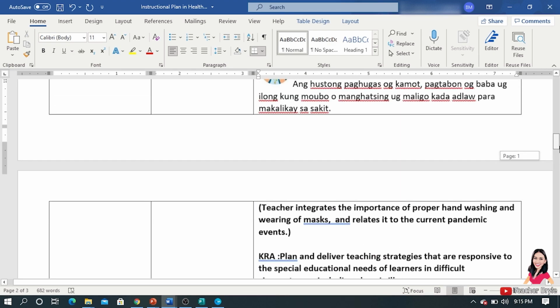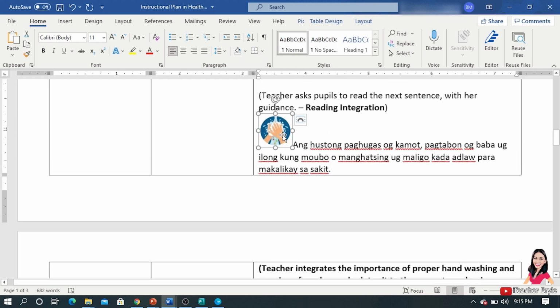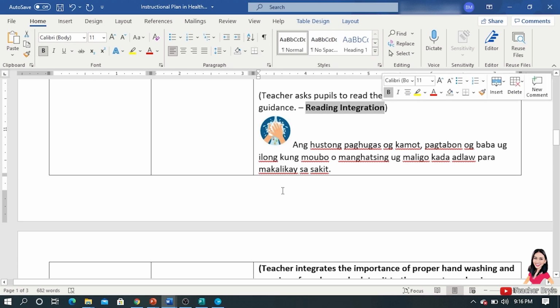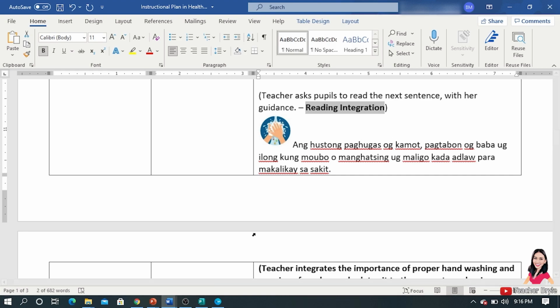So here next we have another one to flash on the PowerPoint, and then ask the learners again what they can say about the picture, and after that kari ang definition and i-flash. So now here the teacher will ask the learners to read the sentence para naa tay reading integration. So para another na pod nga sa ato ang indicator. One of the indicators is apply knowledge within and across the curriculum.